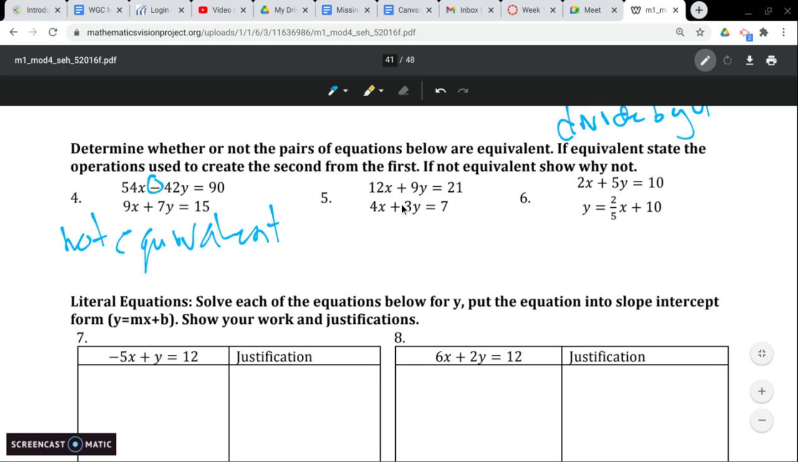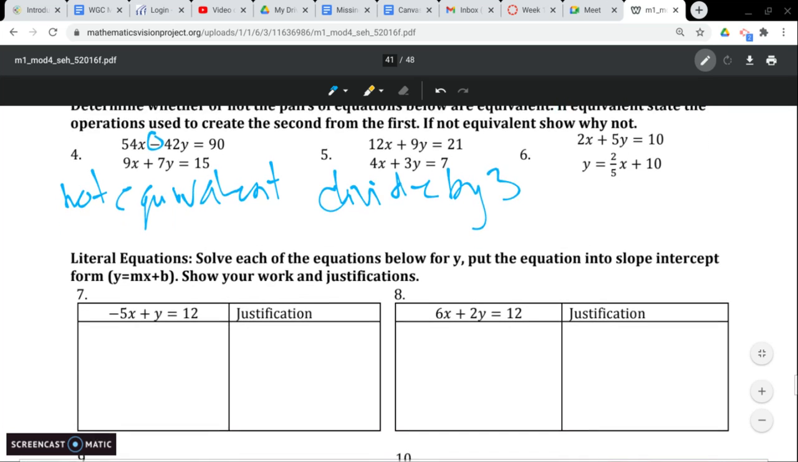All right, for number 5, we have 12x plus 9y equals 21, and 4x plus 3y equals 7. So how do we go from 12 to 4, 9 to 3, and 21 to 7? We divide by 3. So they are equivalent.